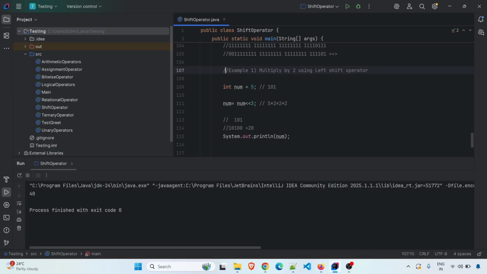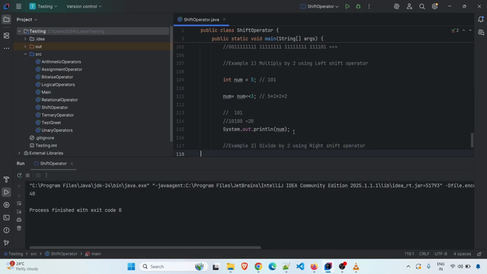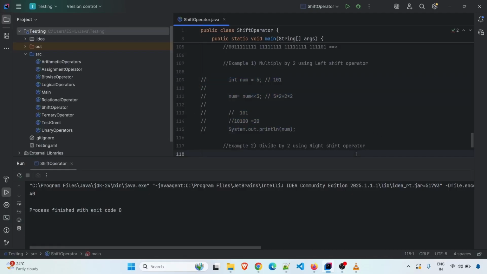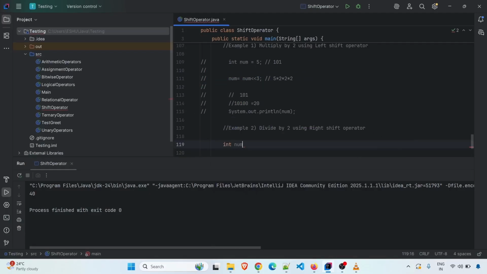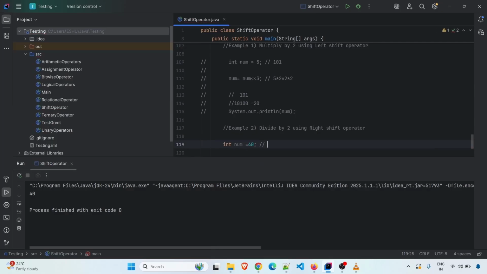Now similarly, if you want to divide a number by 2, example 2, if you want to divide any number by 2, you can go for right shift operator. Let's see an example for it. First, I will comment this piece of code. Int num equal to 40. And the binary representation for 40 is 101000. So this is the binary representation for 40.